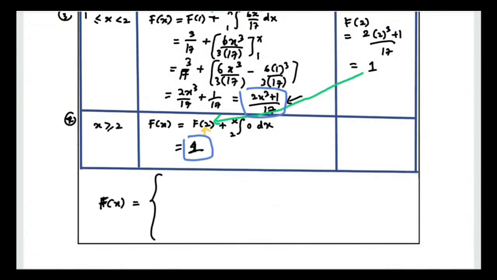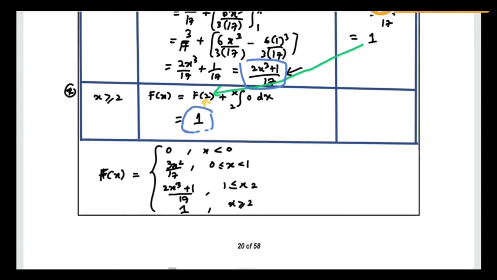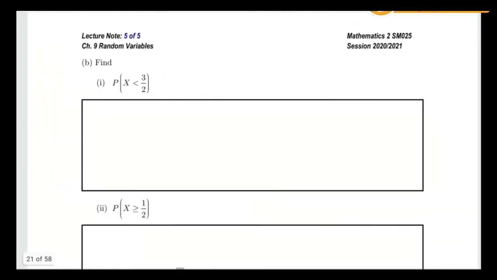So the final answer should be 0 for x less than 0, 3x squared over 17 for x varying from 0 until 1. This is 2x cubed plus 1 over 17 for x varying from 1 until 2, and lastly 1 for x greater than or equal to 2. Right, so we have done that part. We are going to proceed.